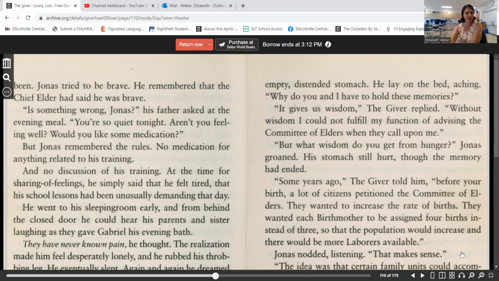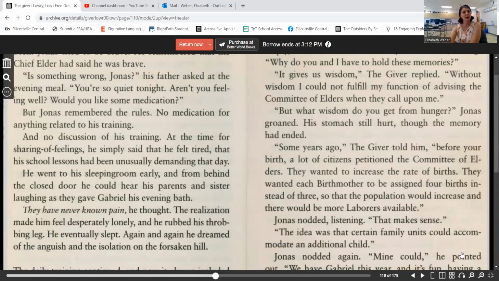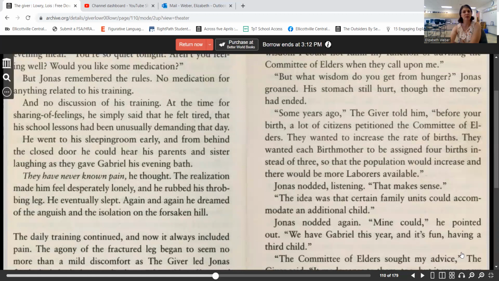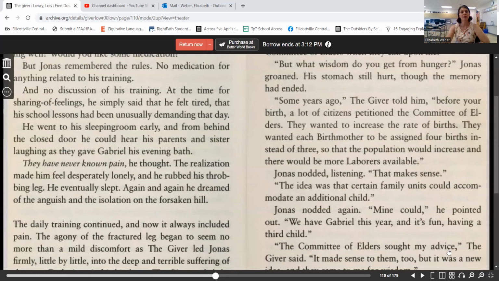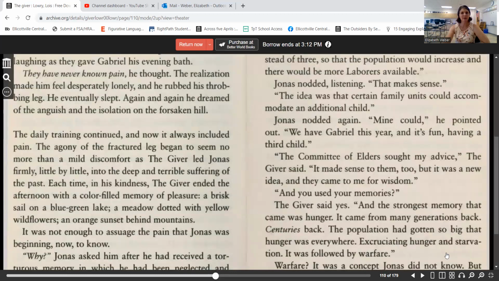Jonas nodded, listening. That makes sense. The idea was that certain family units could accommodate an additional child. Jonas nodded again. "Mine could," he pointed out. "We have Gabriel this year, and it's fun having a 3rd child." "The committee of elders sought my advice," the giver said. "It made sense to them too, but it was a new idea, and they came to me for wisdom."